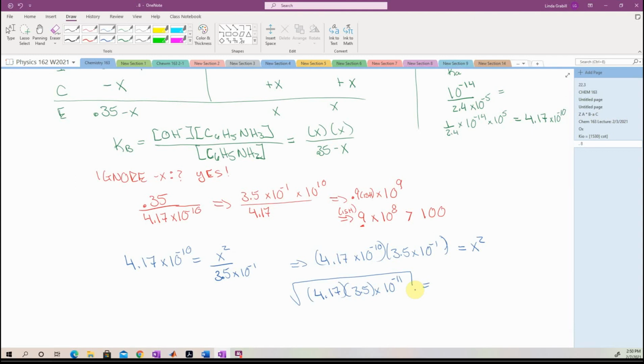There's that. 10 to the negative 11 times 3.5 to the 1/2. So this gives me 1.2076 times 10 to the negative 5.